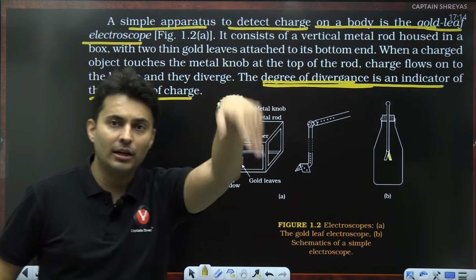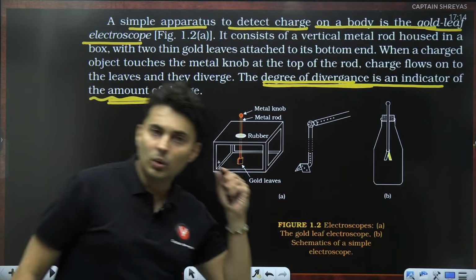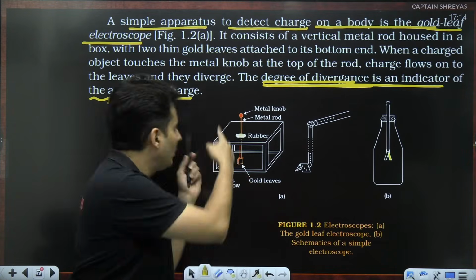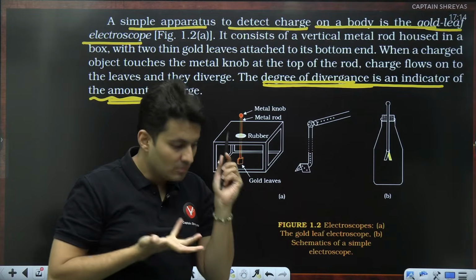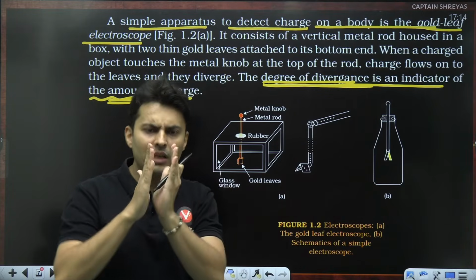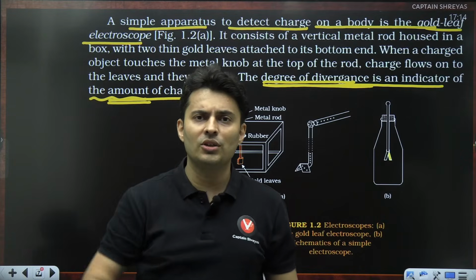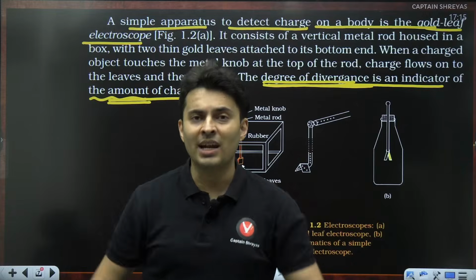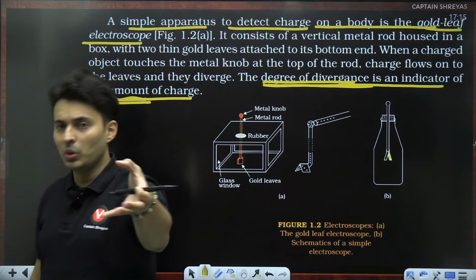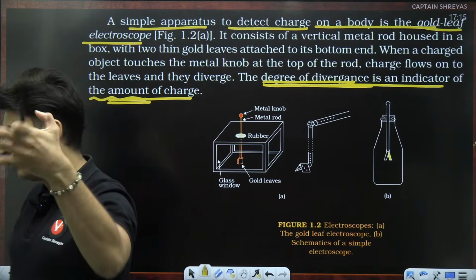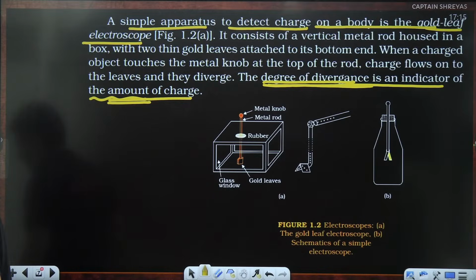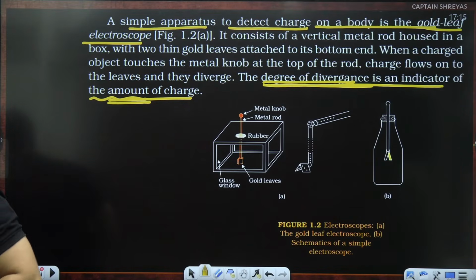Then Laddu comes. Hey Laddu, bring your head. Laddu touches that metal knob over here. The charges, if at all, flow, and I see that the leaves are not moving. Then I'll say, Laddu, listen, there is no charge on you. The leaves did not move at all. So no charge, no divergence. More charge, more divergence. Got it? Understood? All right. Perfect.